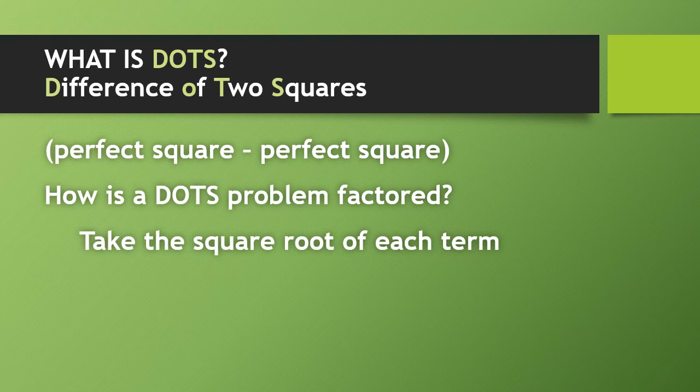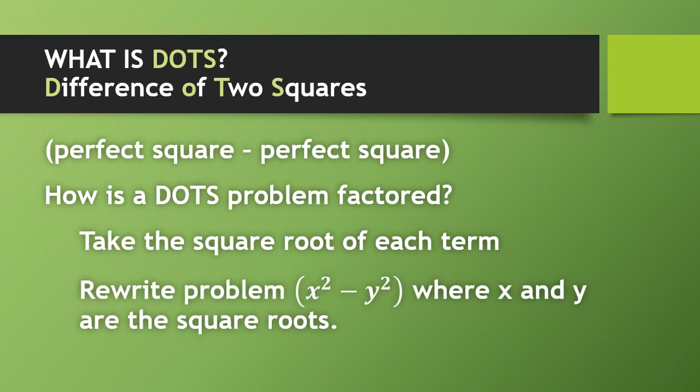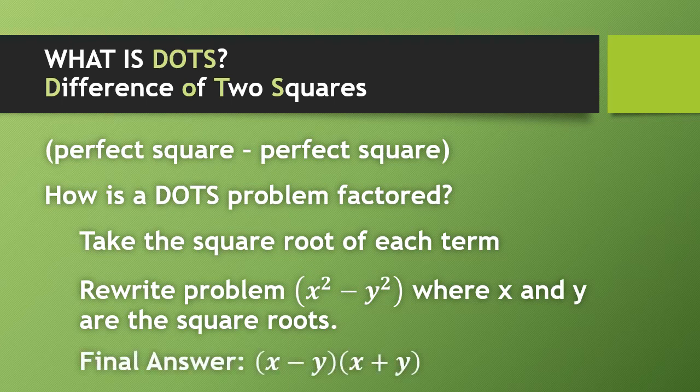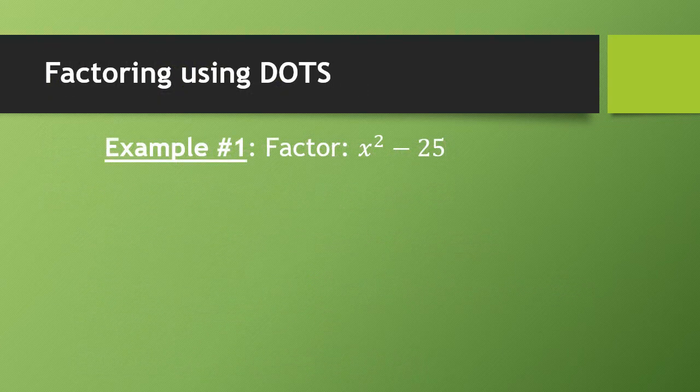First of all, you're going to take the square root of each term, and then we're going to rewrite the problem as x squared minus y squared, where x and y are the square roots, and then our final answer will be in the form x minus y times x plus y. What does that look like in a problem? It's almost easier to understand in a problem.